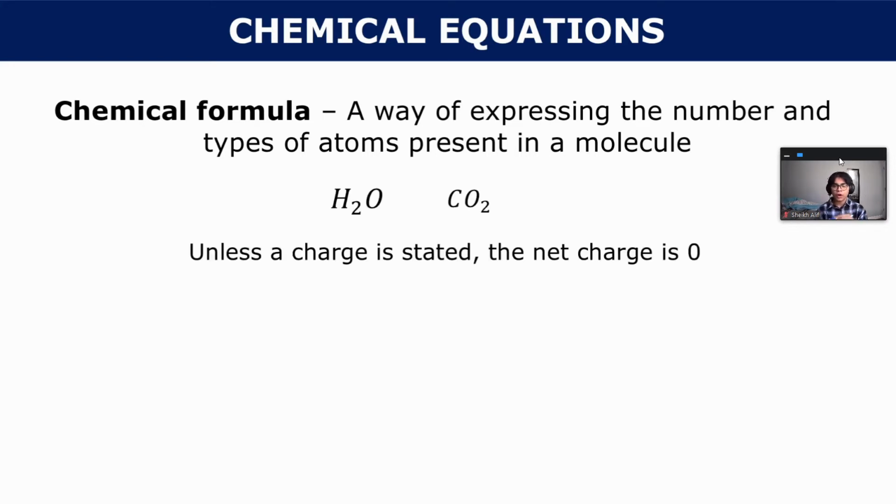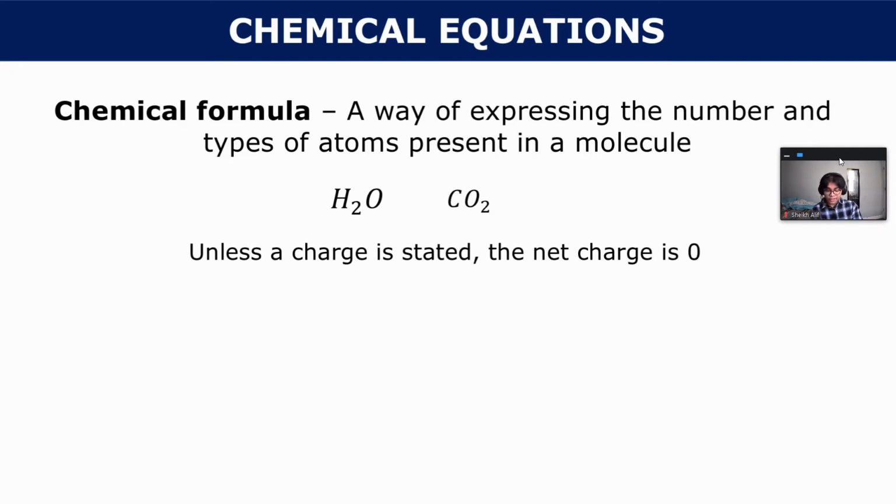Things like water, H2O, and carbon dioxide, CO2, are chemical formulas. In water, it tells you in one molecule of water, you're going to have two hydrogen atoms and one oxygen atom. And then in carbon dioxide, you have one carbon atom and two oxygen atoms. And the important thing about these is that, unless stated, the net charge of these are going to be zero. So these don't have charges.